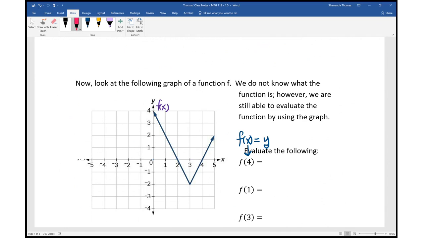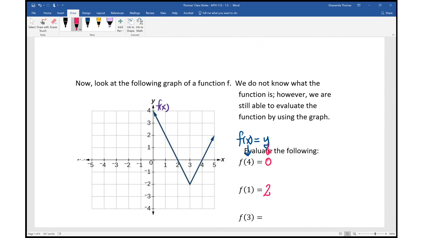Let me change my color. Go here for 4. And guess what? That is a point on the graph, actually. So that point is (4, 0). So when x equals 4, y equals 0. What about 1? Find 1 on the x-axis. We have to go up to meet the graph this time. Go up here. And what is that corresponding y? The corresponding y is 2.